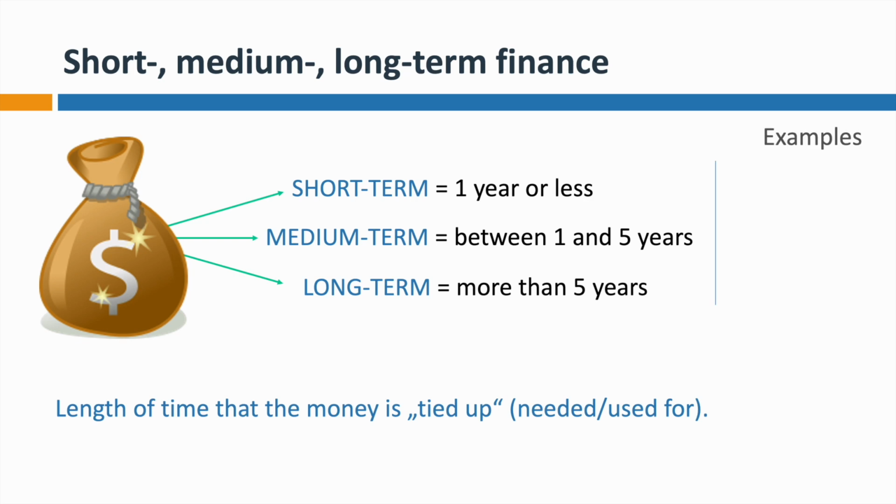Some examples. So what am I going to buy that I'm going to use in 1 year or less? For example, short-term sources might be used for things that I'm going to use up in the short term. It can be inventory, it can be raw materials, it can be products that I'm going to be reselling as a retailer, for example. Medium-term finance might be used for equipment and assets that I'm going to use in the medium term.